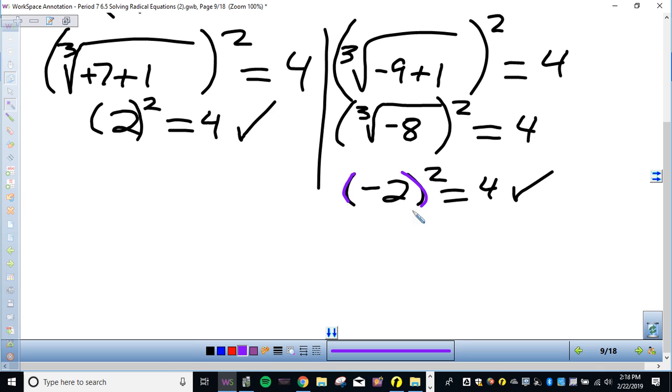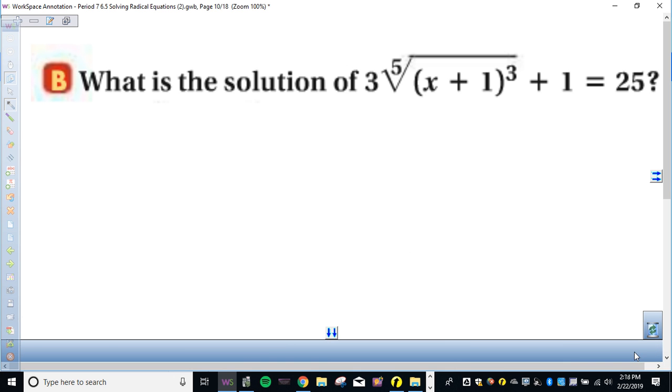Is that the answer, or is that? Well, I mean, technically it's just 4 equals 4. So then you know it works. So we're plugging in the answers we got to determine if they work in the equation or not. So we're just seeing if it works. Yeah. Okay? All right, that's that one.